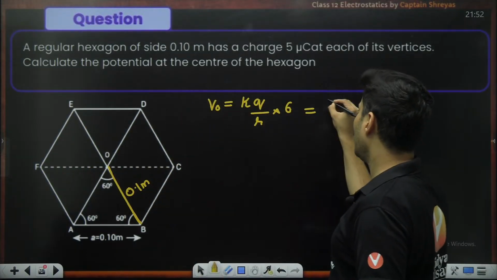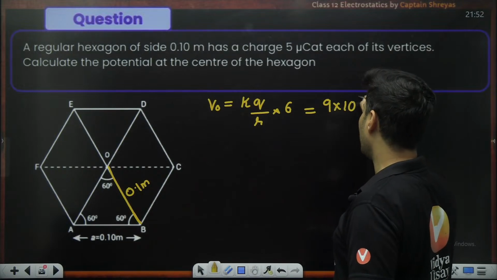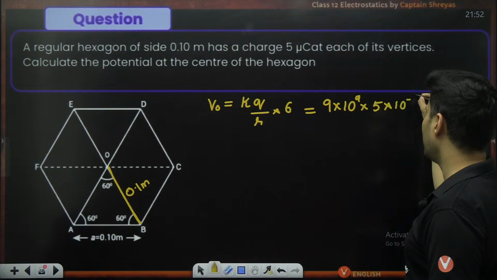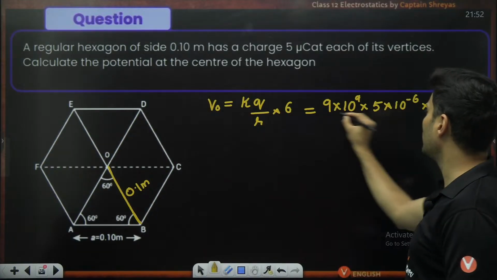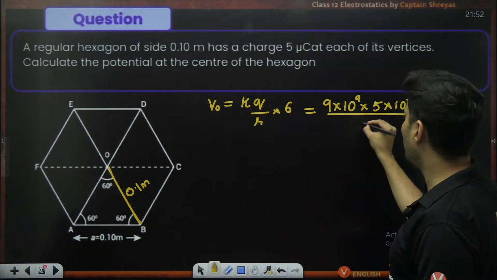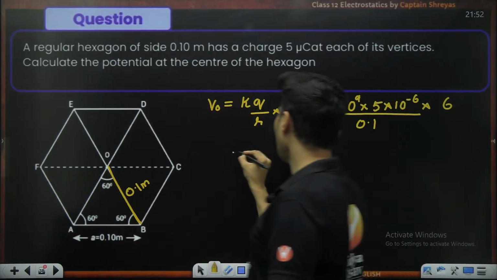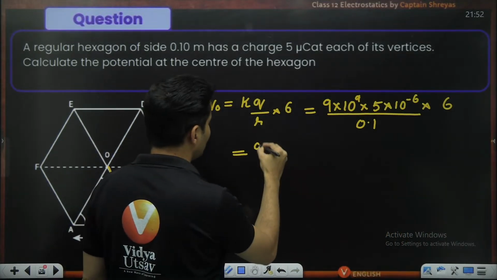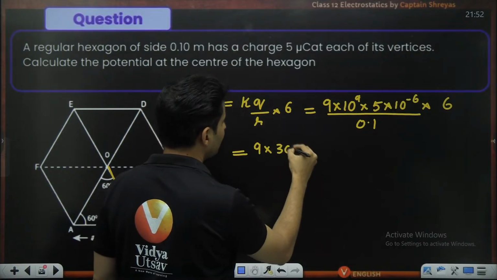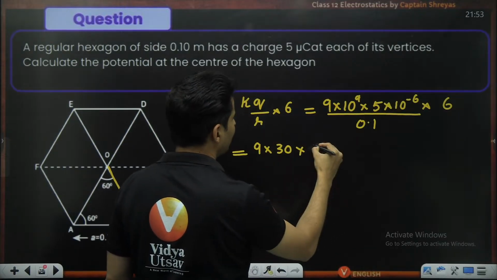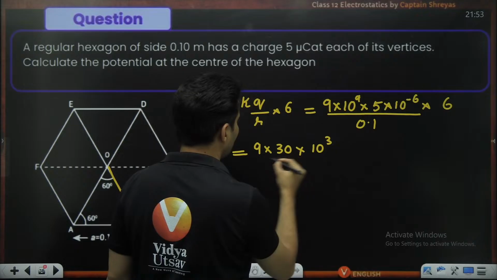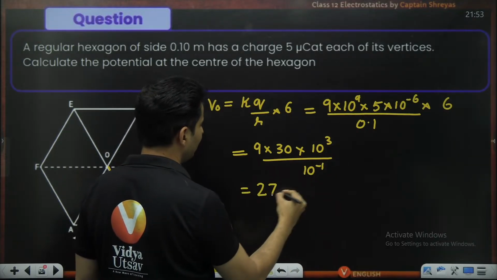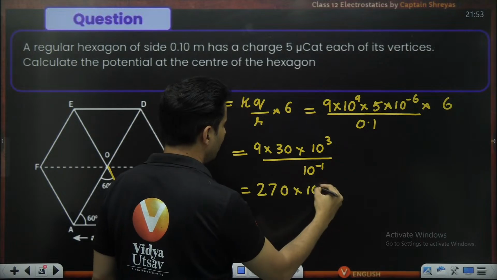That's all. K is nothing but 9 into 10 to the power 9. Charge is 5 micro, so 5 into 10 to the power negative 6, and into 6, the whole thing divided by R. R is 0.1 over here. Okay, so what is it? 6 5s are 30, so 9 into 30, and this is 9 and minus 6, so it will become 10 to the power 3. This is 0.1, so 10 to the power minus 1. 9 threes are 27, so 270 into 10 to the power 4.